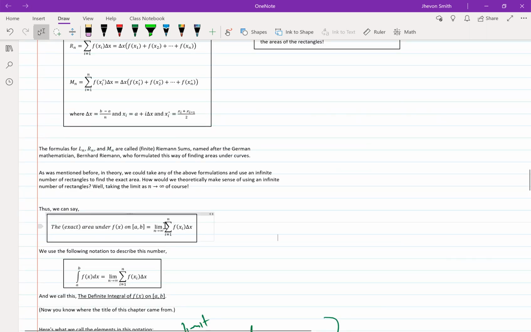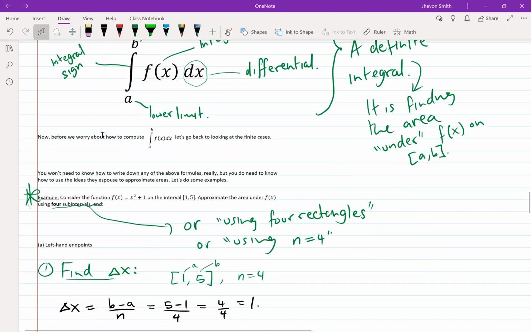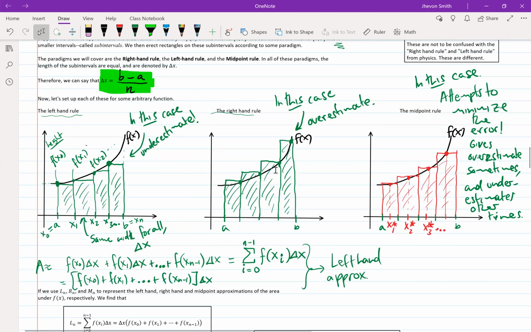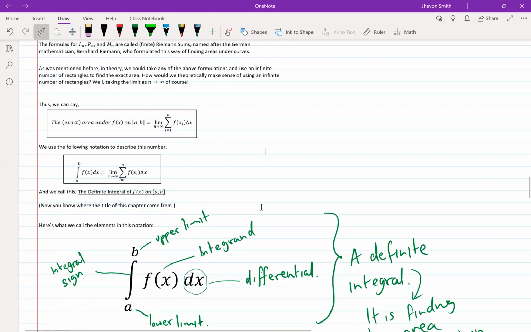This is us just letting n go off to infinity. n is the number of rectangles we're using, which is equivalent to the number of subintervals we're using. And so the idea is if we use an infinite number of rectangles, theoretically, this will give us the exact area under the curve, because all these little spaces and crevices that we're missing with the rectangles will all get filled in. That is the idea.